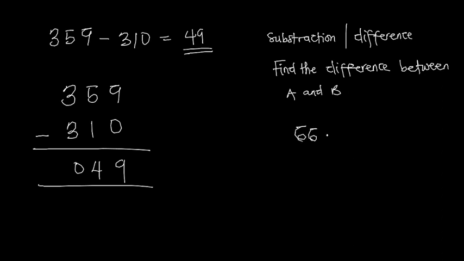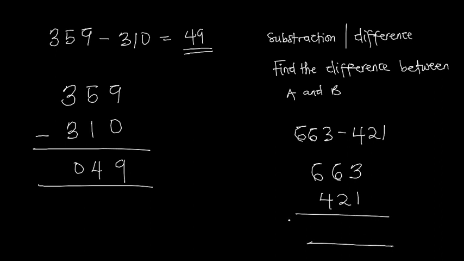We have 663 minus 421. Let's have a look at that. So I have 663 here, and then 421. So let's find the difference. Under the ones column, I have 3 and 1. So 3 minus 1 will give me 2.